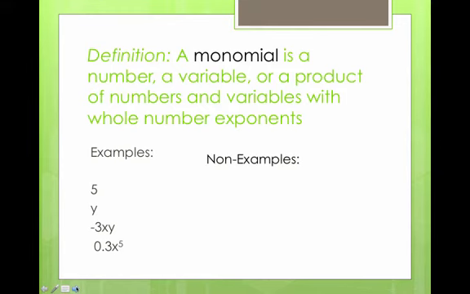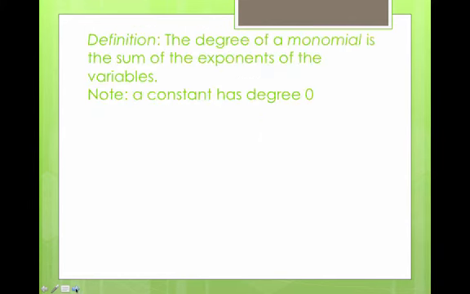But here's some non-examples. In this first case, I have raised this variable to a negative power, so that is not a monomial. Remember, I have to have whole number exponents. Negative numbers are not whole numbers. And I've got two terms in this expression, so this is not a monomial. And here I've got an exponent in the denominator, which means I in fact have a negative exponent, so that is also not a monomial.